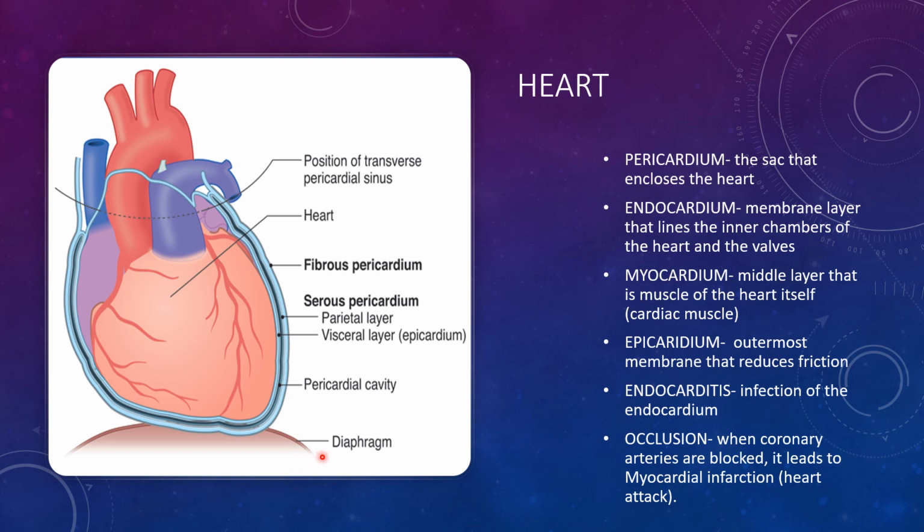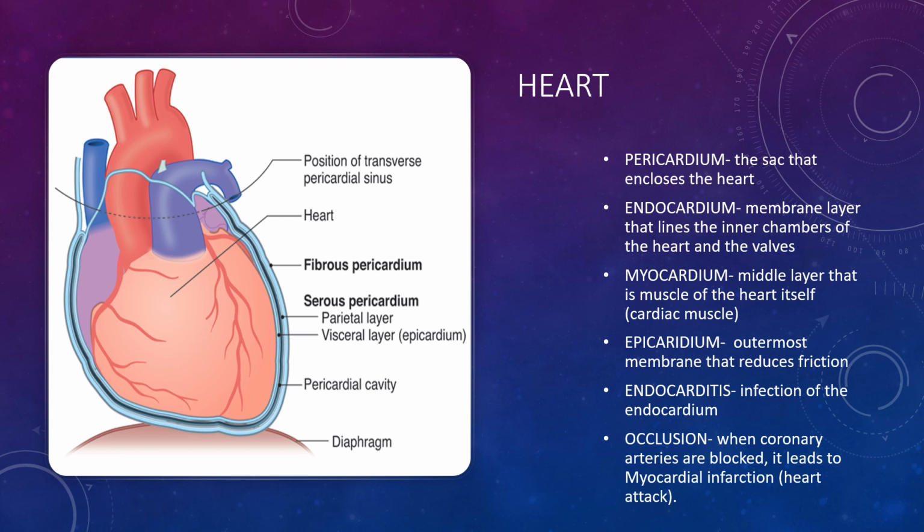So let's discuss the parts of your heart one by one. The first one is your pericardium. The pericardium is the sac that encloses the heart. The function of your pericardium is it provides lubrication for the heart and shields the heart from infection and malignancy. So it contains the heart in the chest wall.